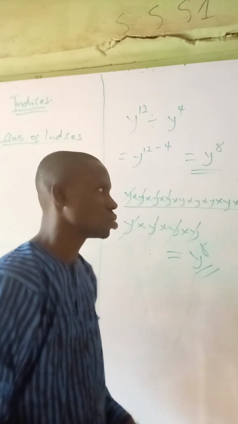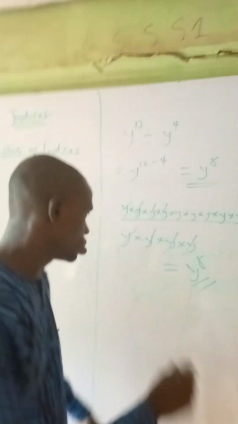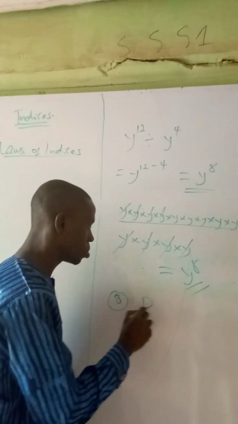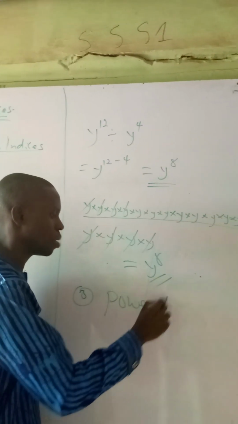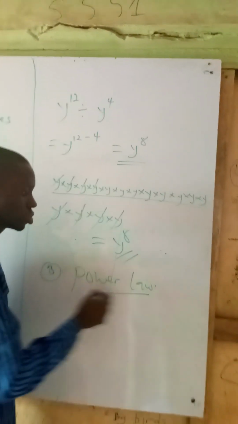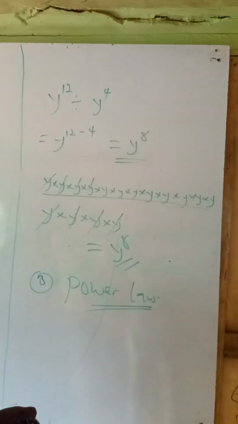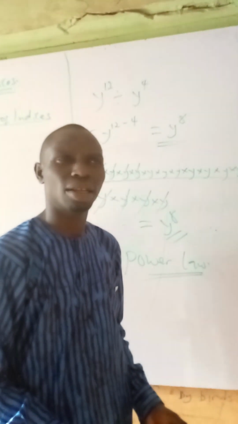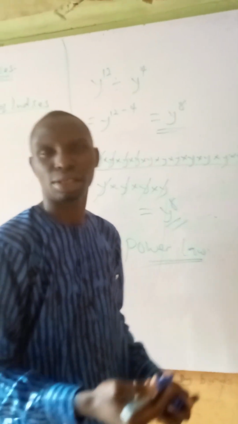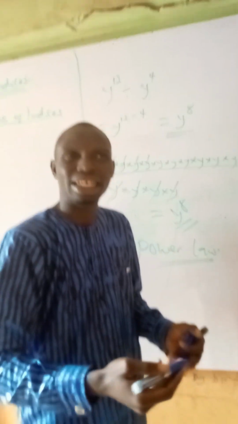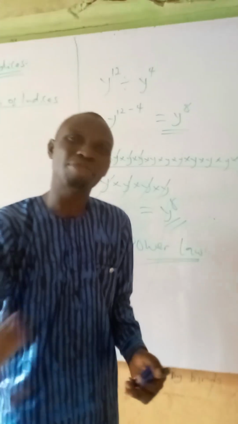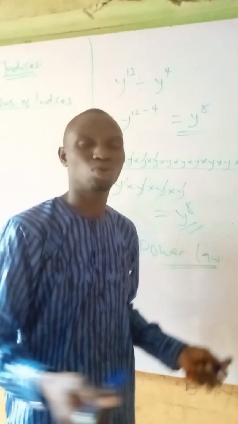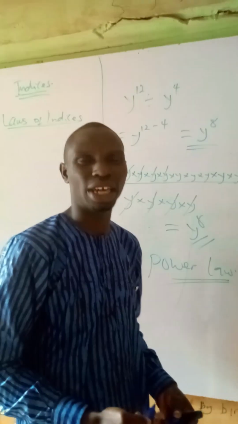The next law after the division law is the power law. This law says that when you have a number that is raised to a power and you put it in a bracket, then another power is raised outside the bracket, that is what this law is applicable to.